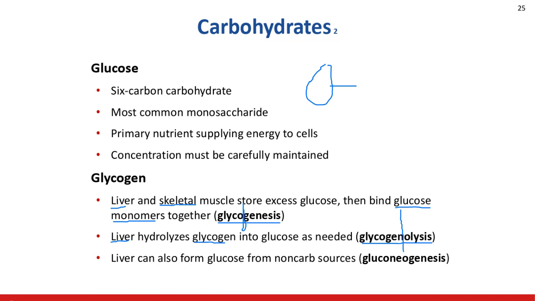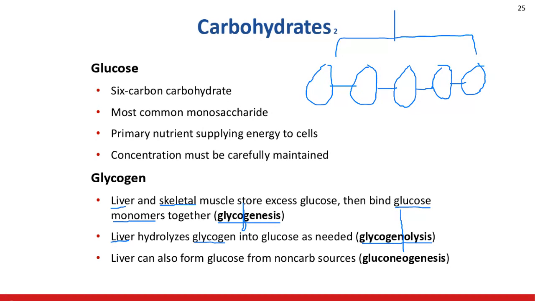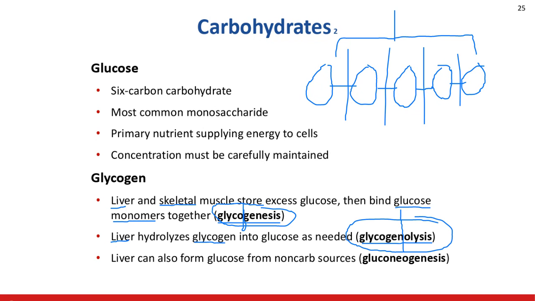Here's our string of glucose monomers. We just strung them along, and this whole molecule is glycogen. So us putting that together is called glycogenesis. When I want to start chopping off glucose monomers, that's glycogenolysis.